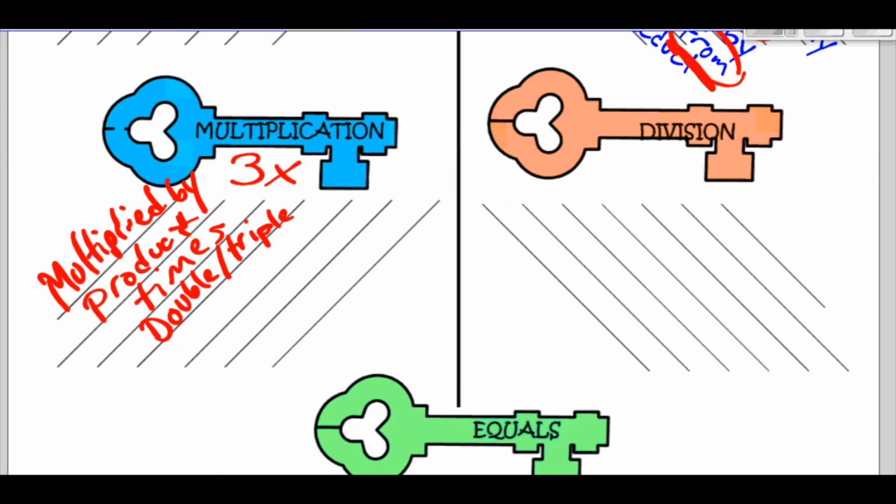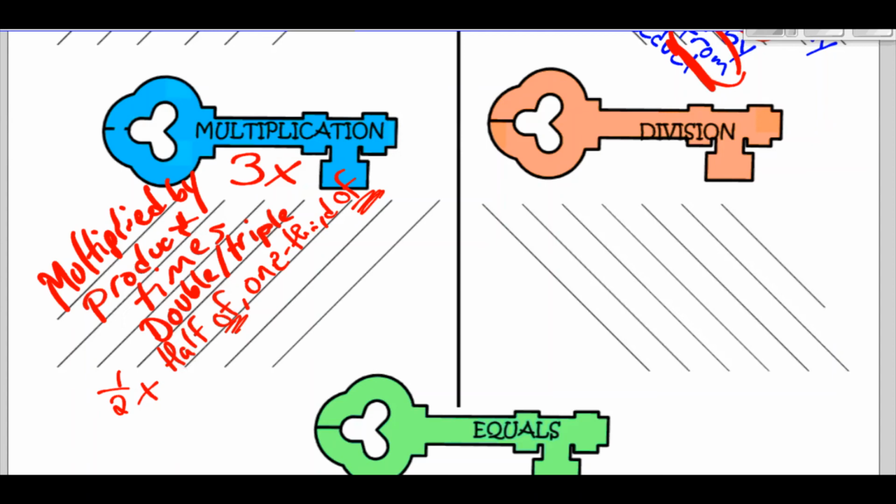I could also see 1/2 of. Let me write that a little bit smaller. I see 1/2 of or 1/3 of. That word of is actually telling us to multiply. That would look like this: 1/2 of a number is 1/2 times that number, or 1/3 times that number.